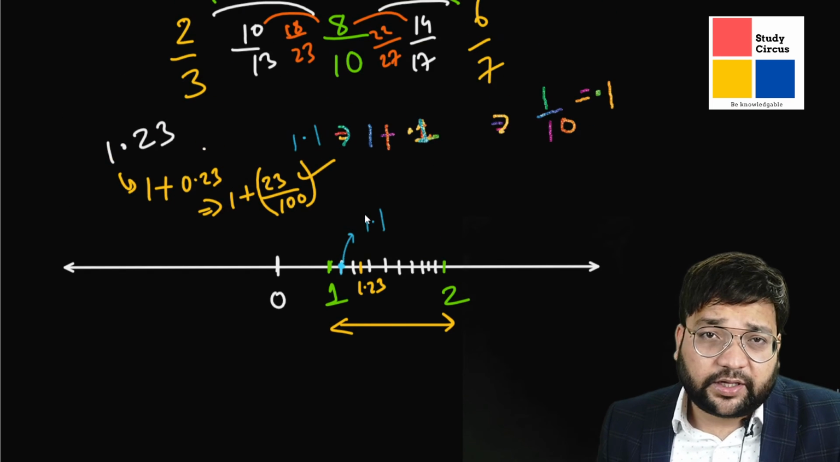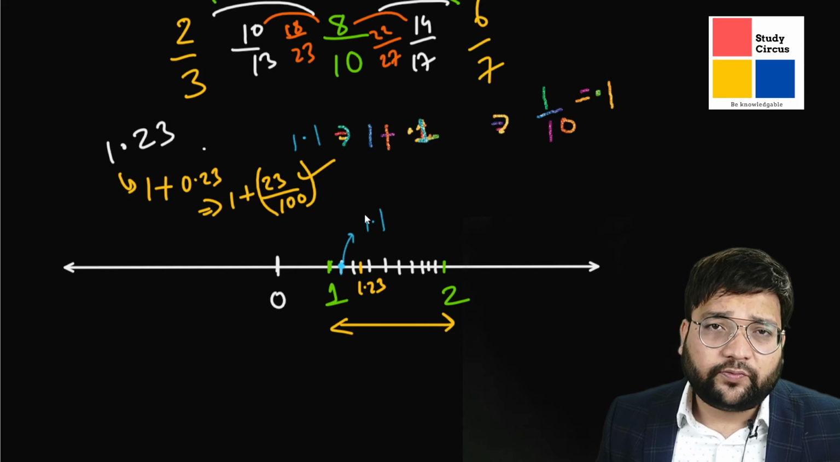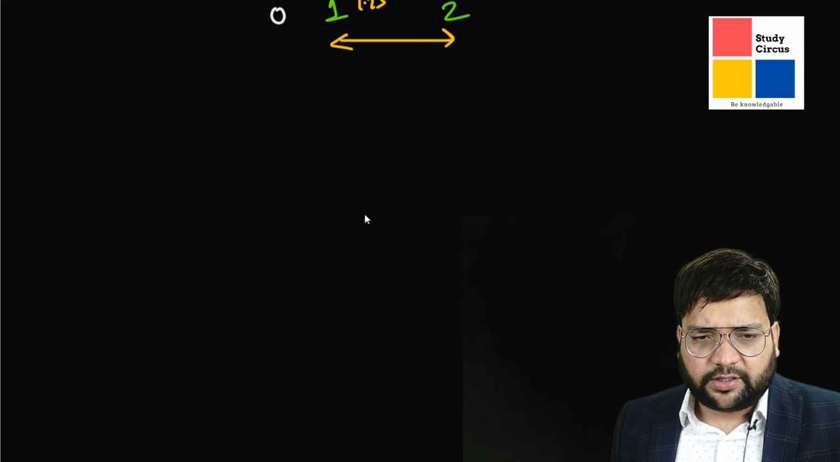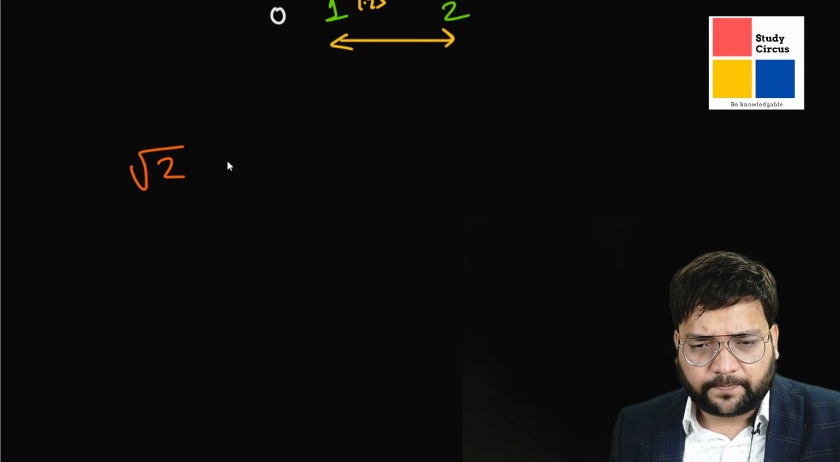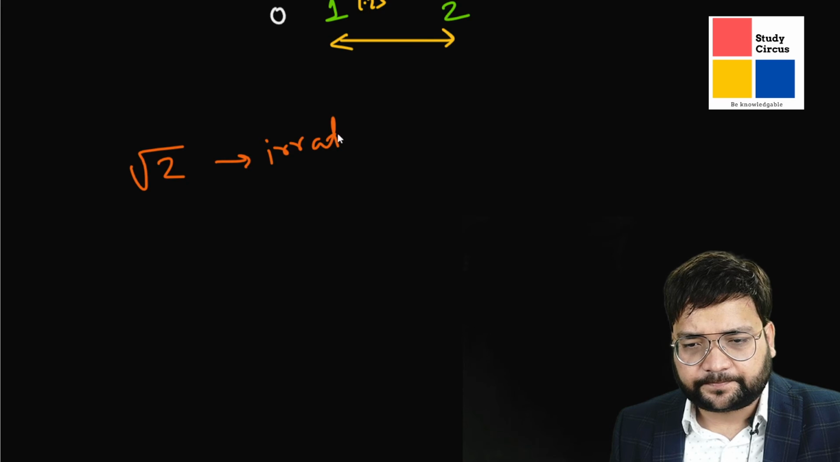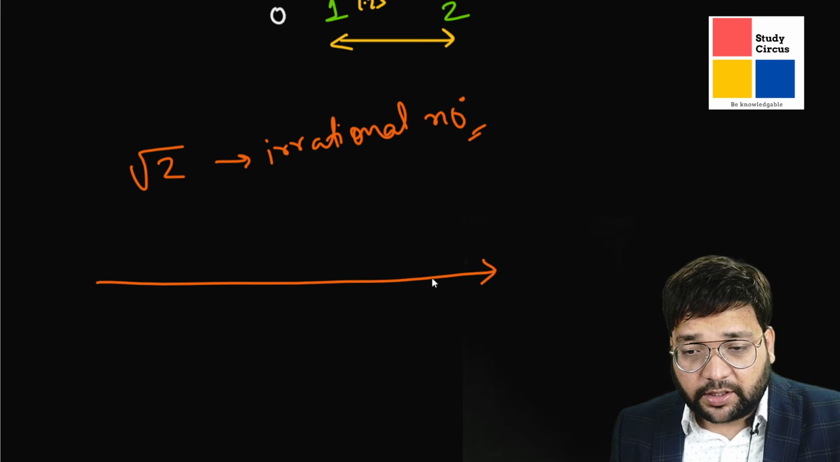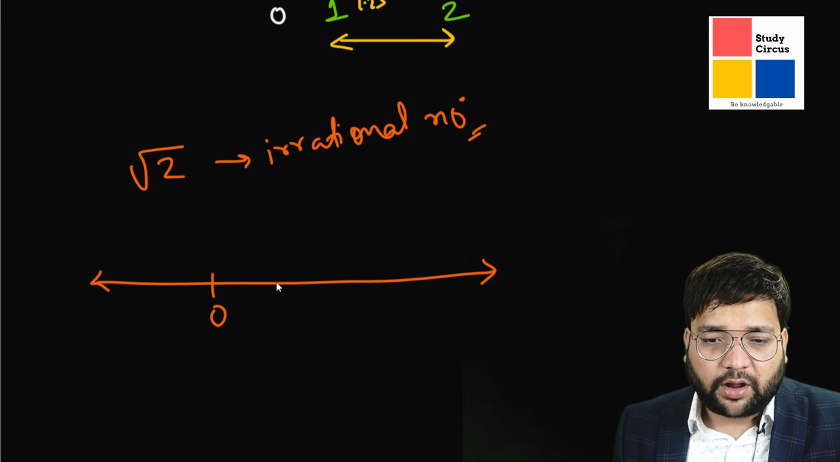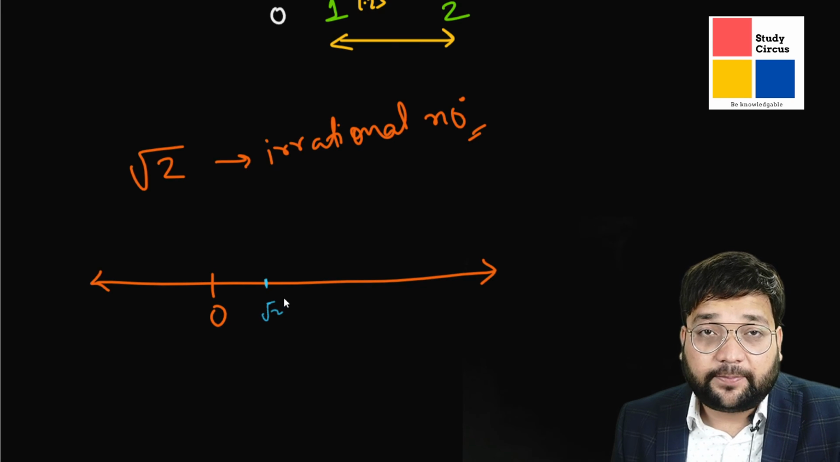But I have said that there are irrational numbers also on the number line. How to find them? If I say that square root 2 is an irrational number, this is certainly on the number line somewhere. But then how to pinpoint the point? This is root 2. How to find that point?